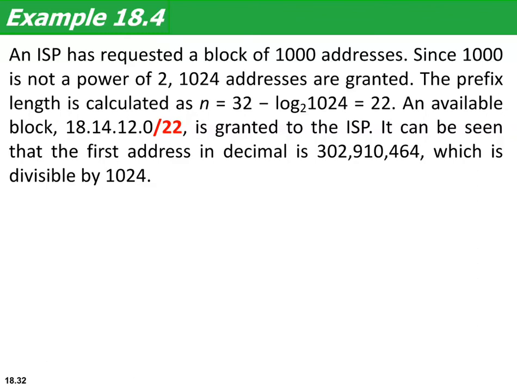So the available block is 18.14.12.0/22. That prefix length is granted to the internet service provider. It can be seen that the first address in decimal, if we convert it, is divisible by 1024. Next is subnetting.